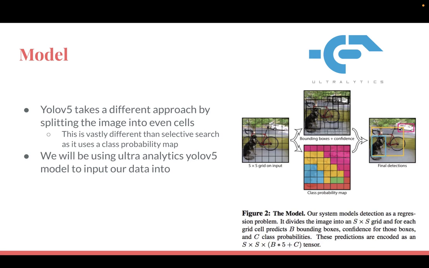For our actual model, we used YOLOv5, which stands for You Only Look Once, an algorithm that takes a completely different approach. It divides an image into an S by S grid. Each cell is able to have its own bounding boxes and confidences. What's really interesting is that it's able to make a class probability map, which will end up building confidence for final detections. And this happens super quickly, so it's really exciting to see how these models compare. We used the Ultralytics library for this model as well.